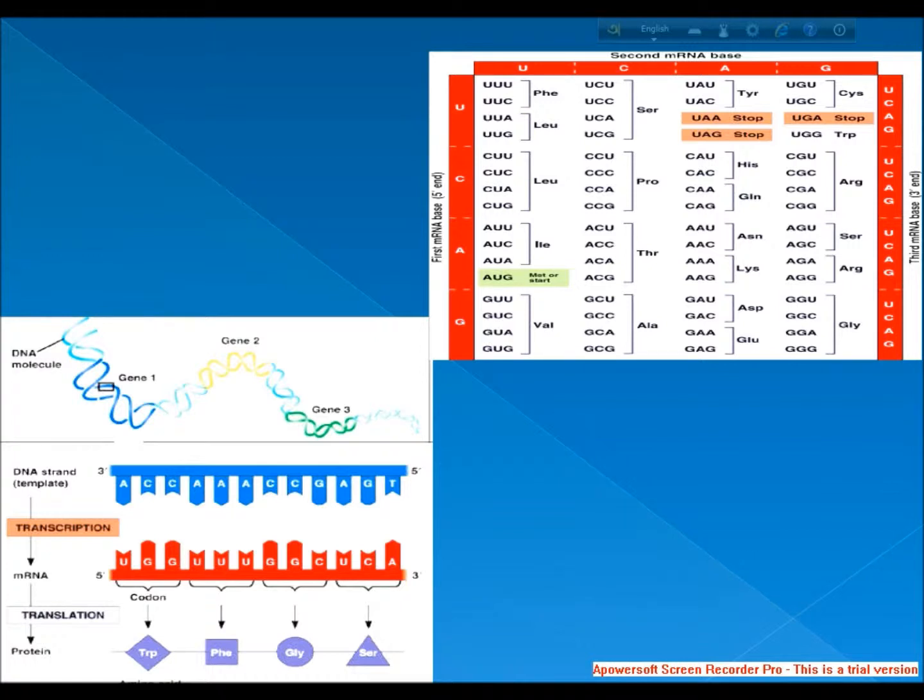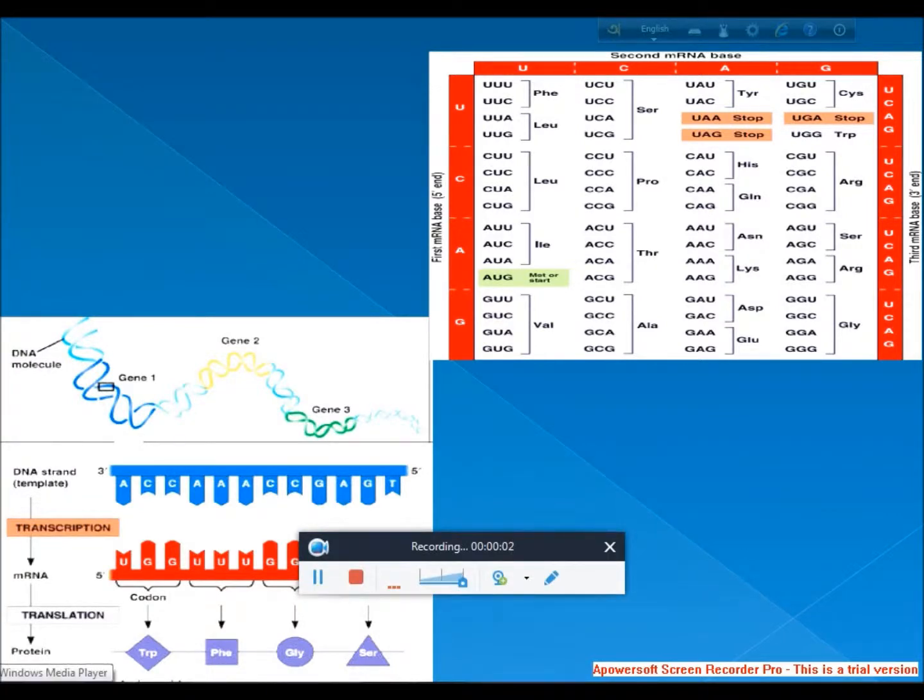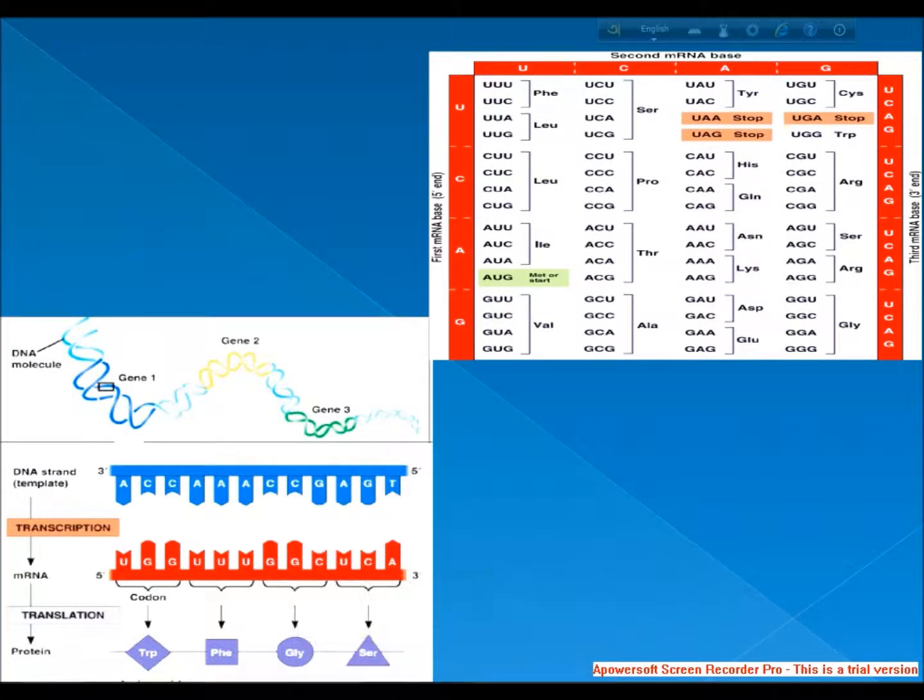AUG is the start codon, and UAA, UAG, UGA, these three are the stop codons. The other codons are the elongation codons in mRNA.